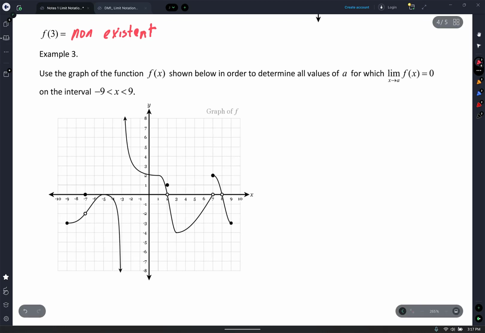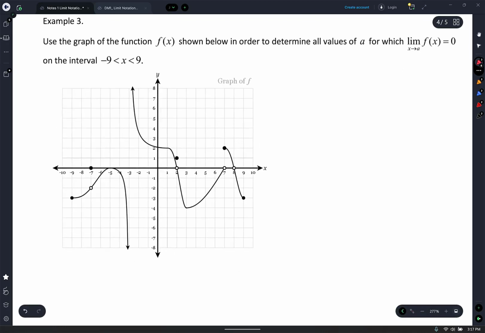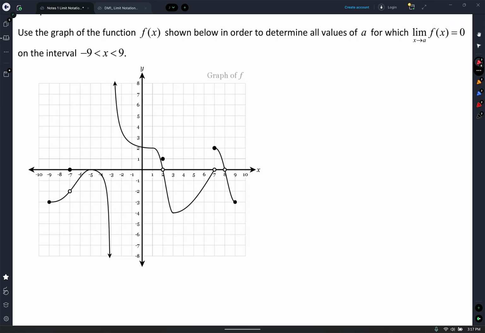So where on this function is my limit 0? I'm reading the graph left to right. Where's the first time that my limit is 0? At what number? No, be careful. The function is defined at -7. It is 0, the function, but not the limit. So the curve has to approach 0. Does that make sense? So at not -7, but -5. So that's my first value. A equals -5.